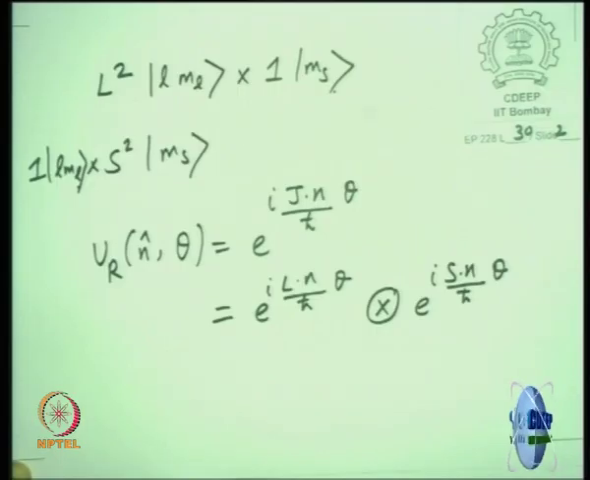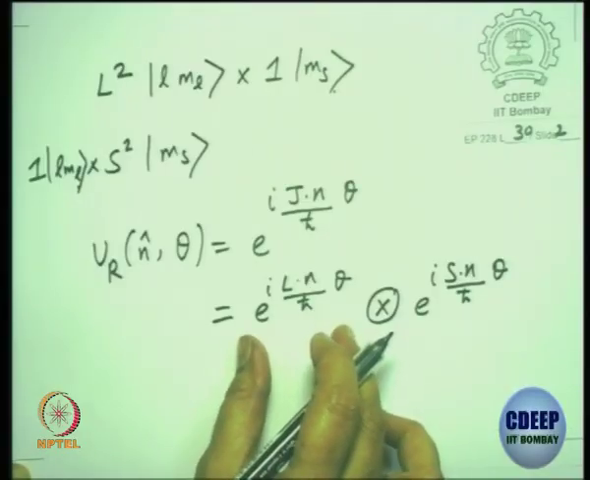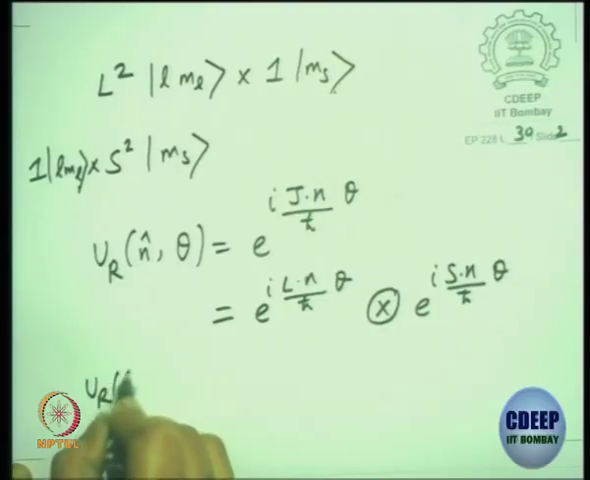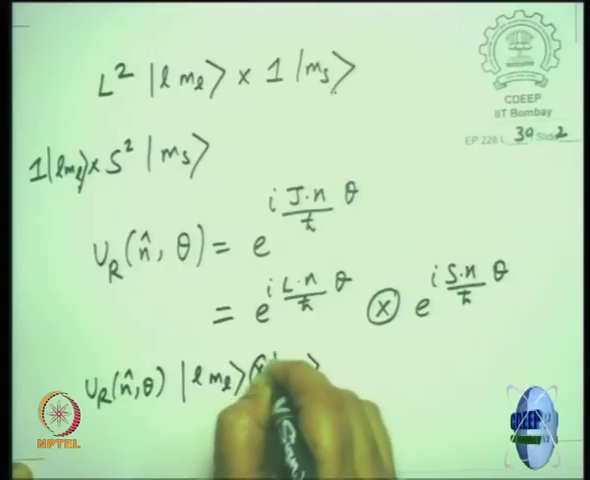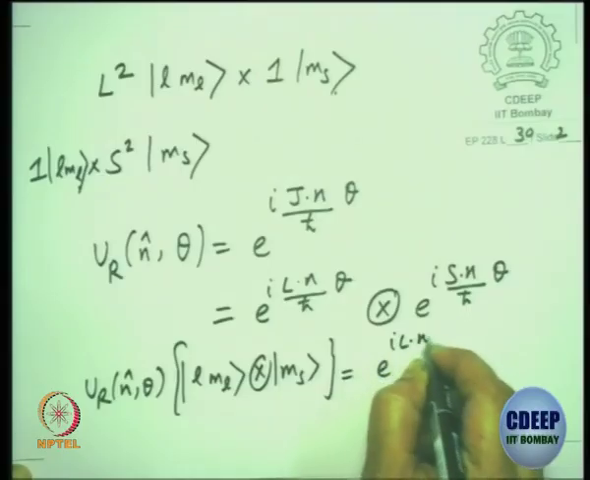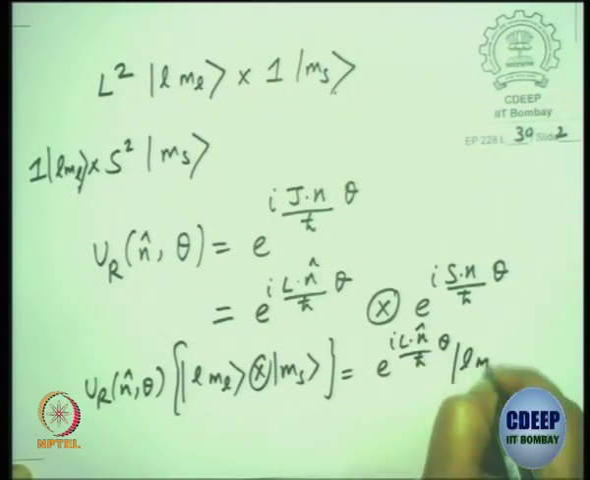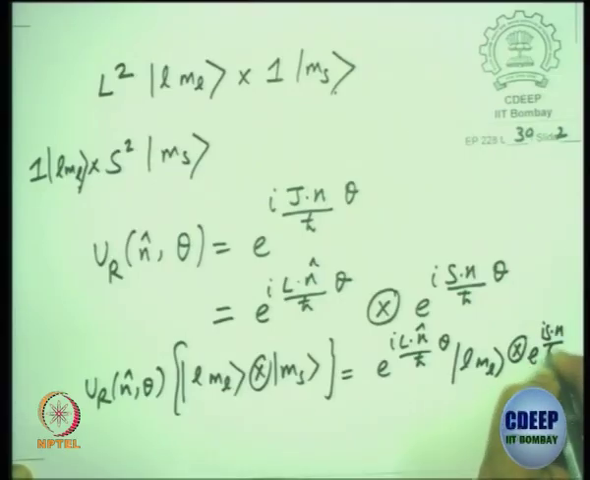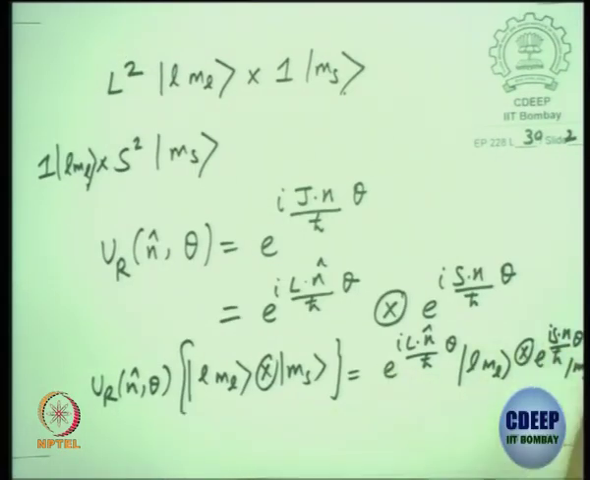Is that correct? So this operator will operate on |l, m_l>. If I want to write what is U_R(n̂, θ) on |l, m_l> cross |m_s>, that will be e^(i L·n̂ θ/ħ) on |l, m_l> crossed with e^(i S·n̂ θ/ħ) on |m_s>. Is this clear? So it separates, it operates on this.